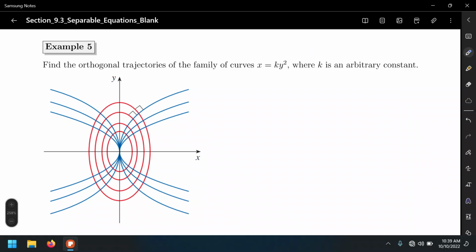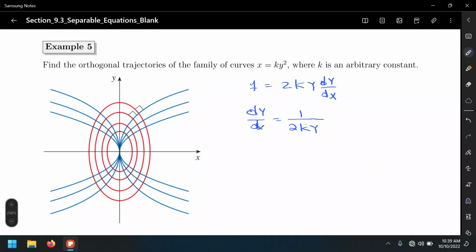So from implicit differentiation, the derivative of x is just 1. The derivative of y squared, that's going to be 2ky. But you might remember from implicit differentiation that every time you differentiate a y term, you multiply by dy dx. We need to solve for dy dx as usual. dy dx equals 1 over 2ky.